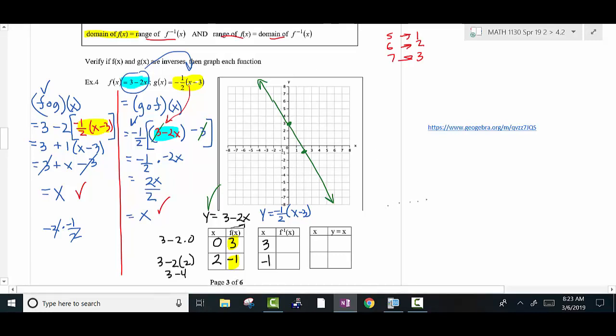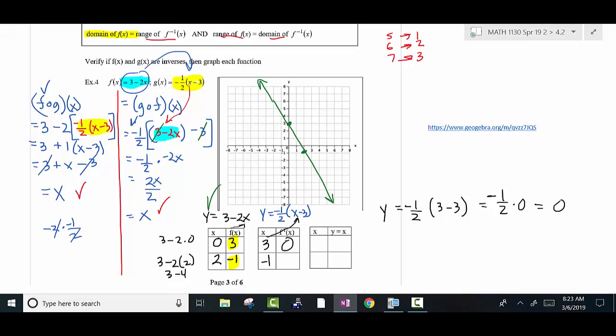So I'm going to do this at the side of the paper. I've just got y equals negative 1/2 of 2x minus 3. I'm going to plug in the 3. So that's 3 minus 3, so that's negative 1/2 times 0. So that's 0. That's what we expected to get. We expected the 0, 3 to change into a 3, 0, because we know it's an inverse. We already proved it. Then we're going to plug the negative 1 in.